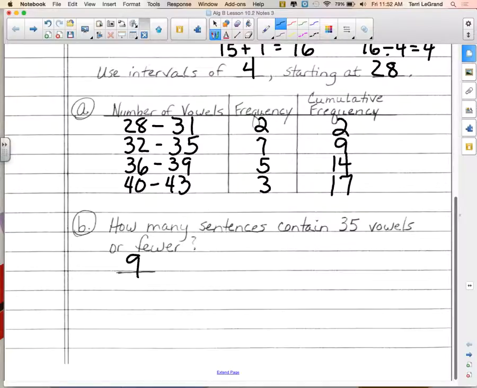Okay, at this point, here's what I want us to be able to do though. I want you to be able to see something. I want you to make a connection between histograms and stem and leaf plots. So when you look at your stem and leaf plots notes, they all tie together. Stem and leaf plots, frequency tables, and histograms really all kind of are related to each other.